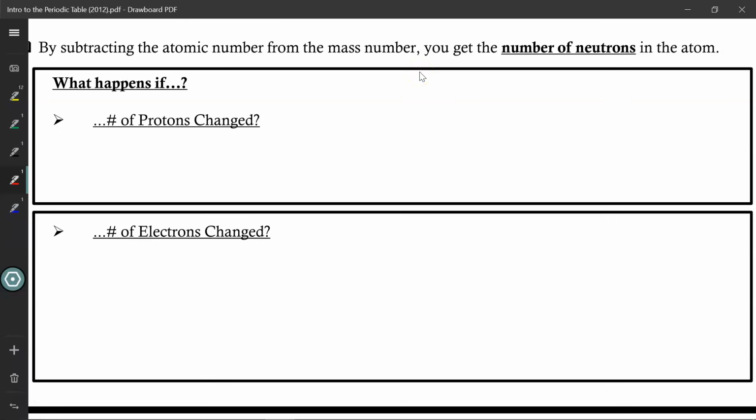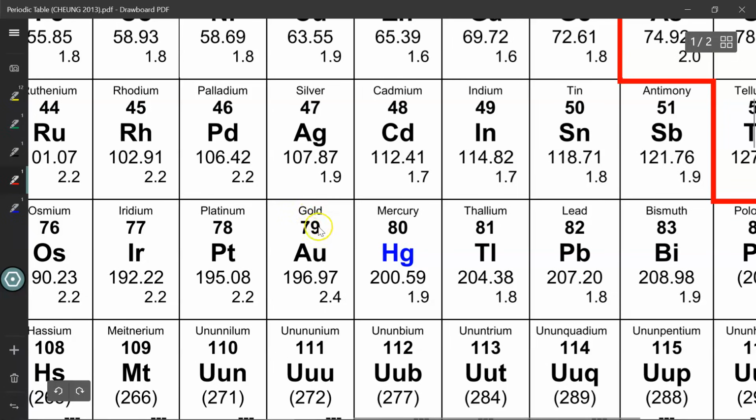Alright, so let's go back to focusing on the subatomic particles that make up the atom itself. So, what happens if the number of protons change in an atom? Let's take a look at gold. Gold has an atomic number of 79, meaning it has 79 protons. Well, what happens if I slam another proton into gold? Now it would have 80 protons. But who else also has 80 protons? Mercury. You will notice that every single element on the periodic table has a unique atomic number, a unique number of protons. No 2 elements have the same identical number of protons.